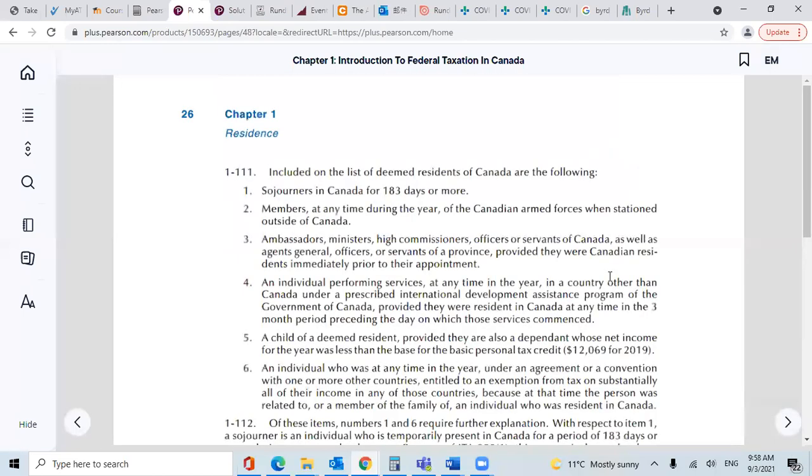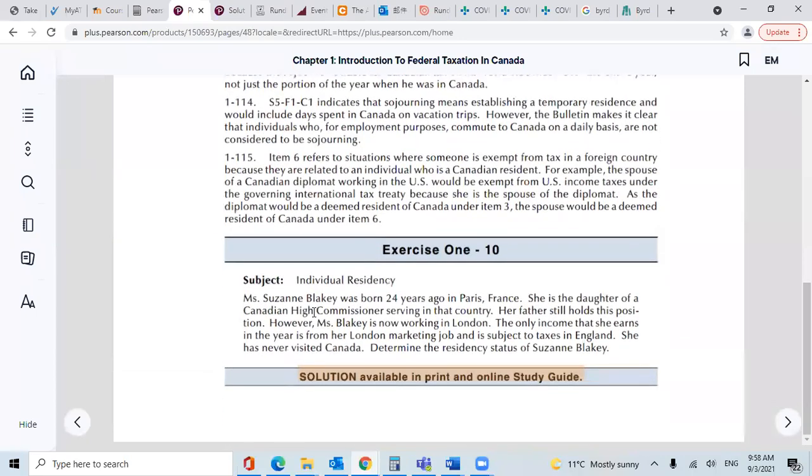So go to question number 10. Miss Suzanne Blakey was born 24 years ago in Paris, France. She's the daughter of a Canadian High Commissioner serving in that country. Her father still holds that position. However, Miss Blakey is now working in London. The only income that she earns in the year is from her London marketing job and subject to tax in England. So she made enough money that she needs to pay taxes in England. She has never visited Canada. Determine the residence status.